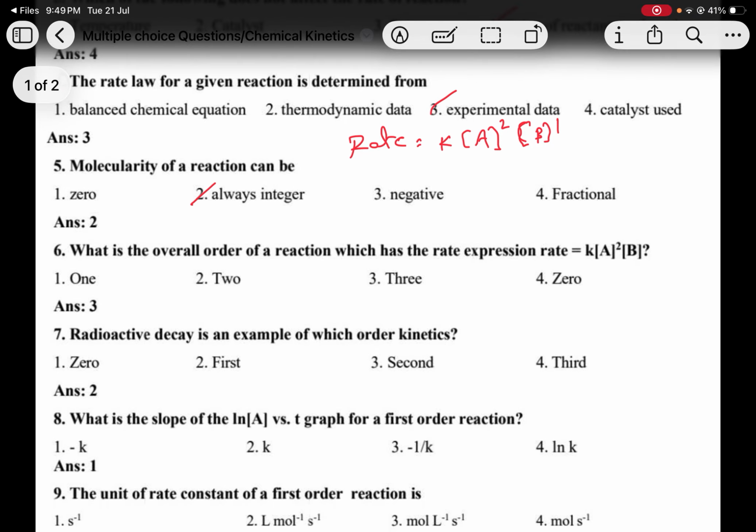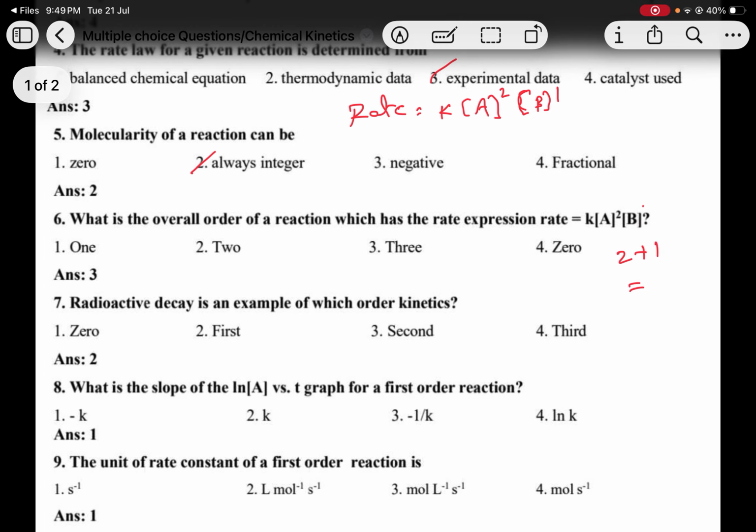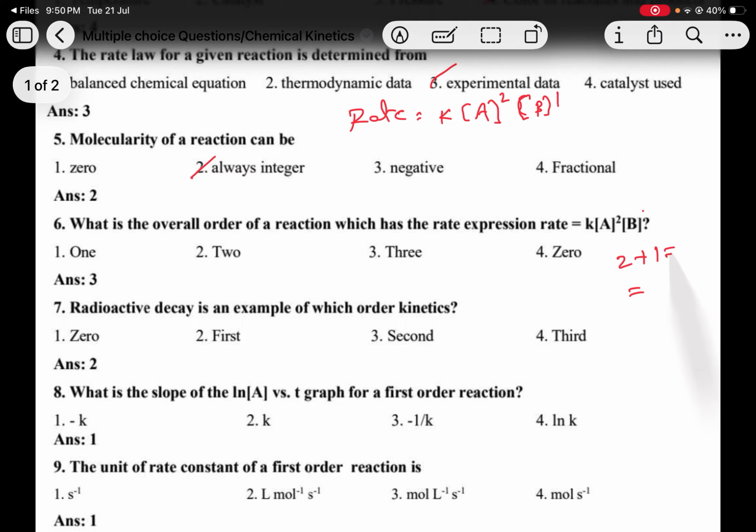Next, sixth one, what is the overall order of a reaction which has the rate expression rate equal to K concentration of A square B power 1. Here order is the sum of the powers of the concentration of the reactants. Here A square, that means 2, plus B power 1. So order is equal to 2 plus 1 equal to 3. Here order is 3.